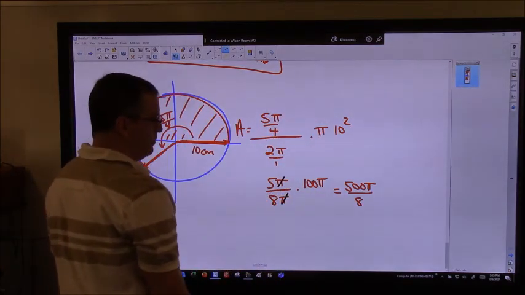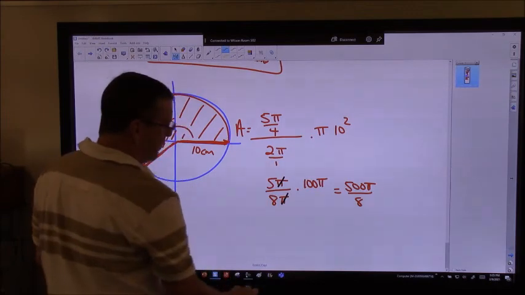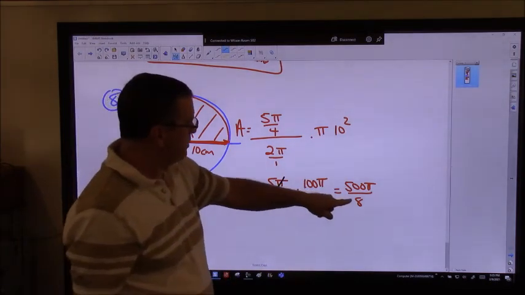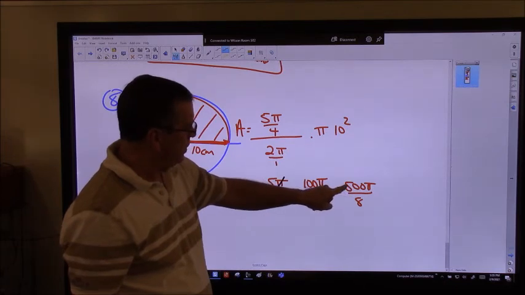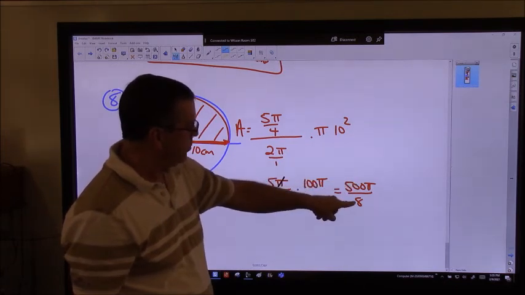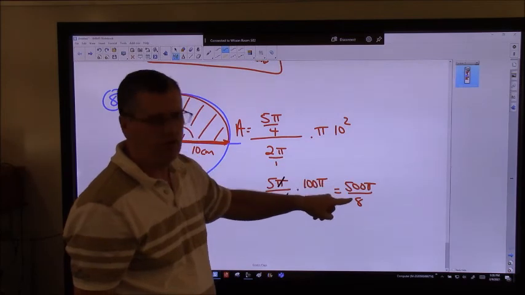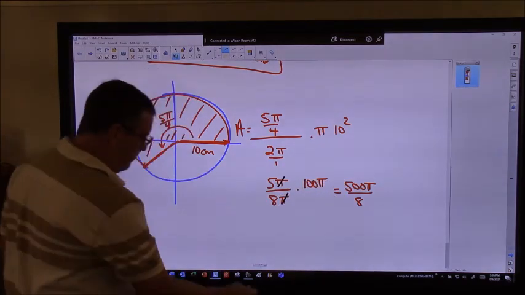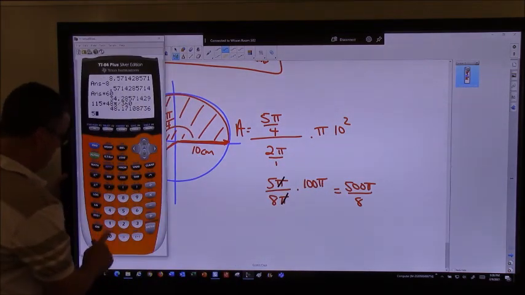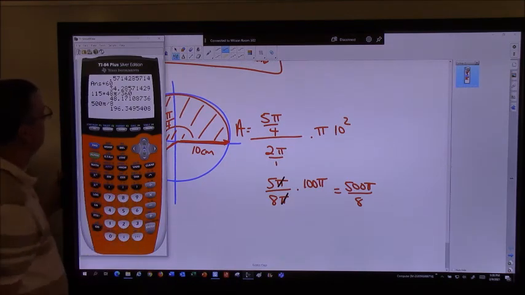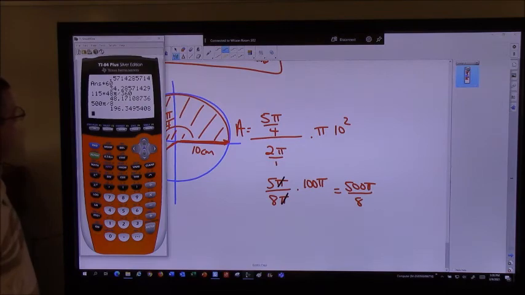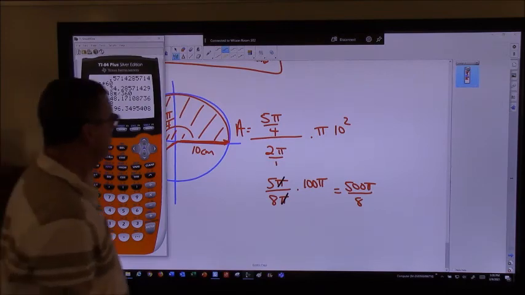And I just got to put that in the calculator and see what I get. If I was going to do an exact answer, I would divide both of these by 4 and get 125 over 2, or 125 pi over 2. That would be an exact answer. But I'm fine with decimal answers. 500 pi divided by 8. There it is, 196.350.